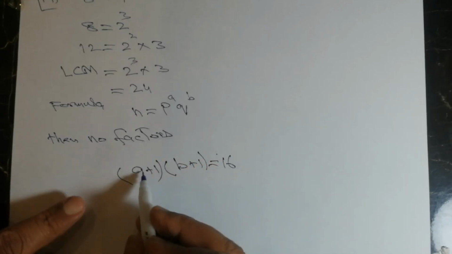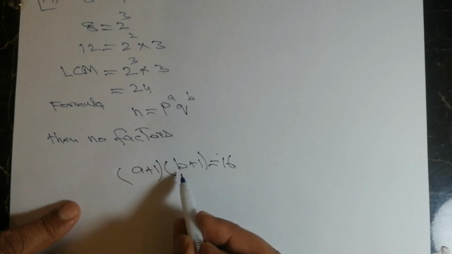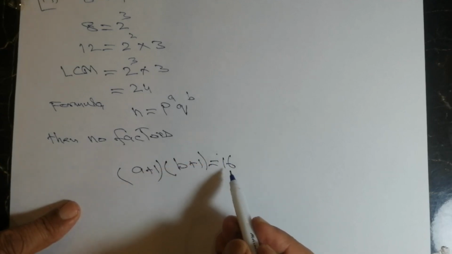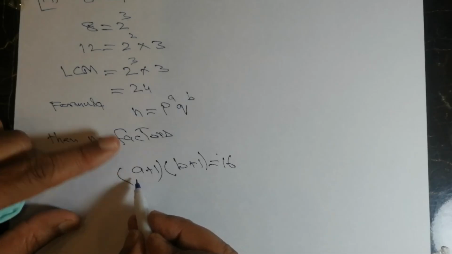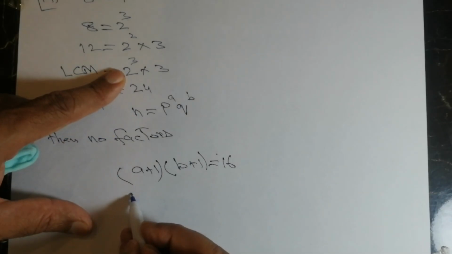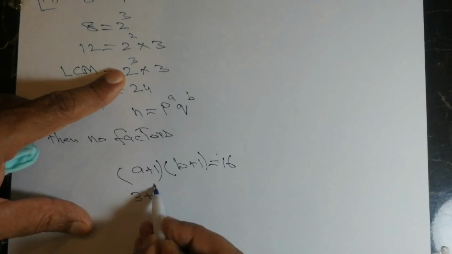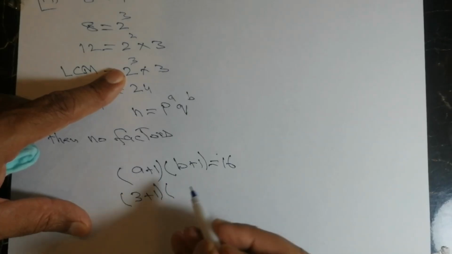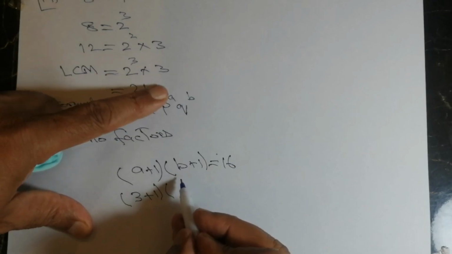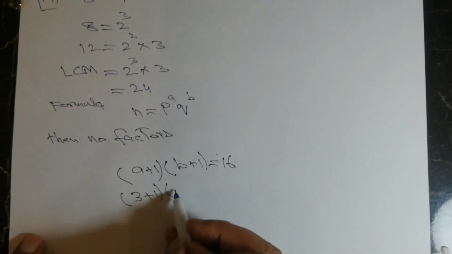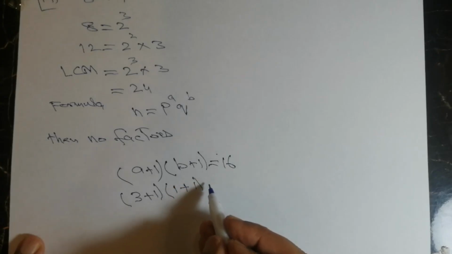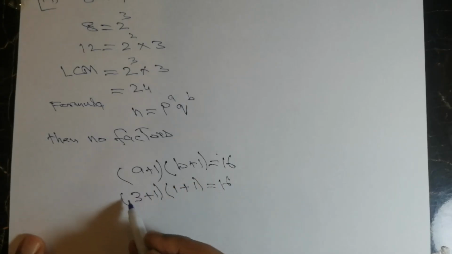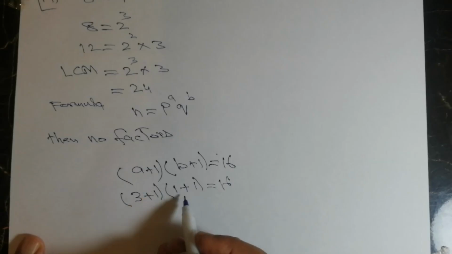So now put the values of a and b for which this should be equal to 16. For example, the value of a is 3, plus 1, this will be 4, and the value of b is 1, plus 1, that is 2. 3 plus 1 is 4, 4 into 2 is 8.